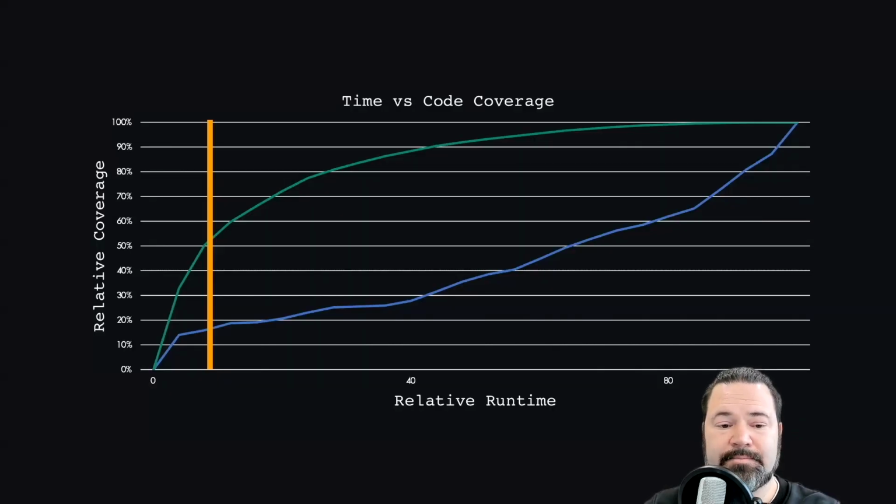Let's plot this in a diagram. On the right-hand side, we have the relative runtime.